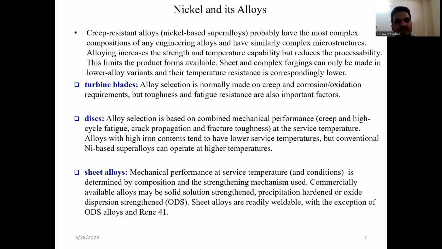At service temperature, alloys with high iron contents tend to have lower service temperatures, but conventional nickel-based super alloys can operate at high temperatures. Coming to sheet alloys, the mechanical performance at service temperature and conditions is determined by the composition and the strengthening mechanism used. Commercially available mechanisms include solid solution strengthening, precipitation strengthening, and oxide dispersion strengthening. ODS shows the capability of the sheet alloys. Sheet alloys are readily weldable, with the exception of ODS alloys and Ring 41.